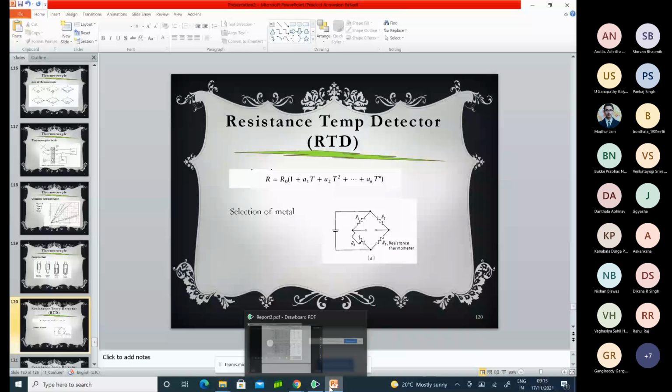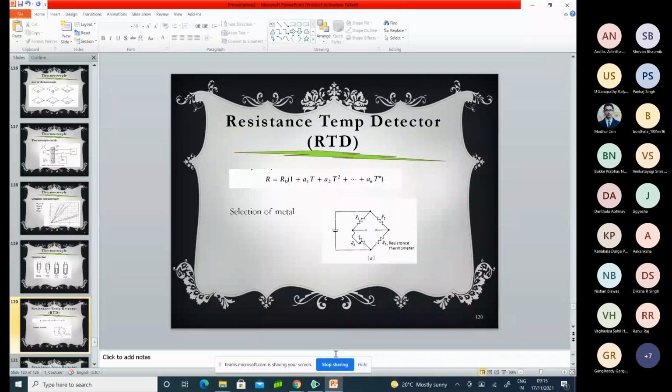So what I was discussing is that we need some properties to be satisfied for a material to become a potential candidate for a resistance temperature detector. The first property, which I discussed, is that the metal should have a highly stable and predictable temperature versus resistance relationship. The next property is that the resistance versus temperature characteristics must be linear. The third property is that A1, A2 and all those coefficients must be very small.